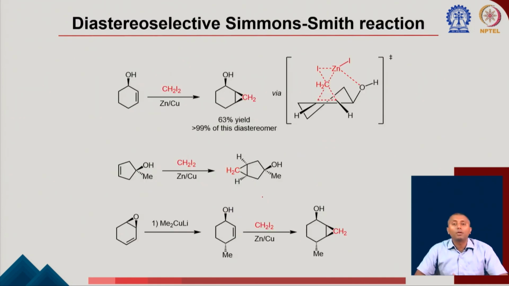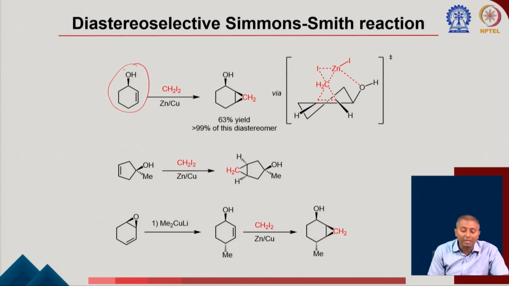Okay. So now I am going to talk about something very interesting, the diastereoselectivity in the Simmons-Smith reaction. What is happening if you start with this corresponding allylic alcohol? You can see the oxygen of this alcohol is up. So now the cyclopropanation is forming on the same side as this OH group. That means the OH group is acting as a directing group for this reaction.